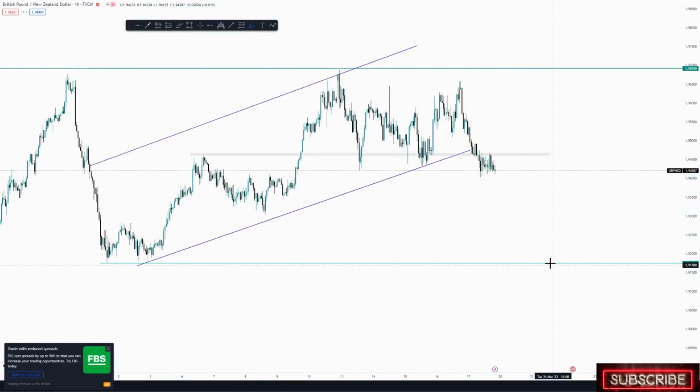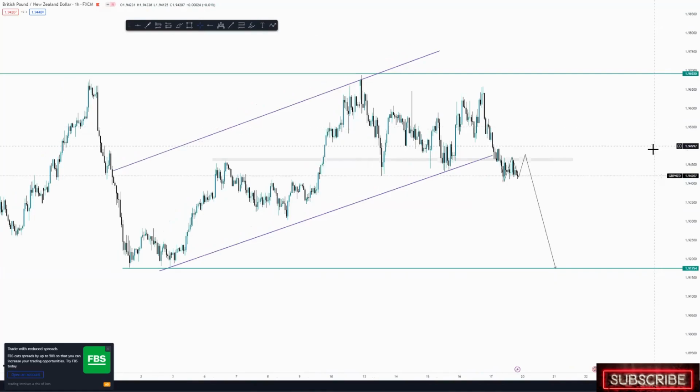So if it doesn't make sense, let me just do it a little bit more clear. So first touch, first, second, second. So looking at the possibility of a third touch there before we could actually go to the downside. So this is what I think will possibly happen on GBPNZD, the continuation of sells to the downside, right?